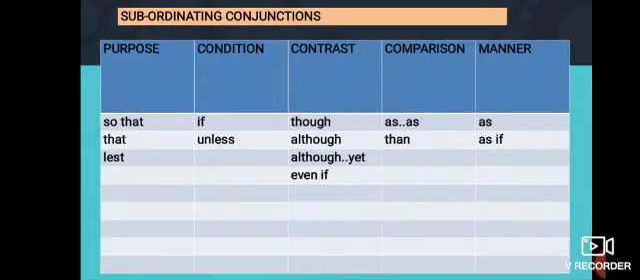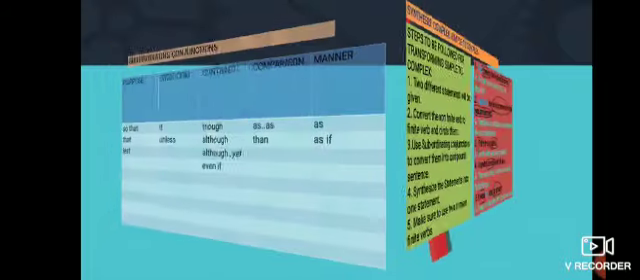The next categories are purpose: so that, that, lest. Condition: if and unless. Contrast: though, although, yet, even if. Comparison: as...as, positive, then with comparative. And next is manner: as and as if. These are the conjunctions that you have to learn by heart, and you have already learnt them in standard 7th.